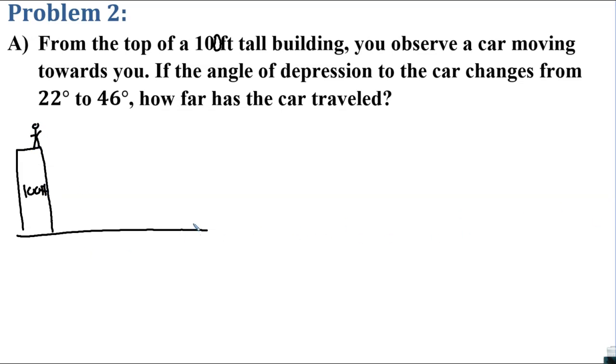Okay, from your perch, you notice a car moving towards you, and its angle of depression is changing. Here's what's happening there. So the car has a starting position, and that's going to be the smaller angle, the 22-degree angle of depression. So let's draw that in. That's going to be an angle from the horizontal, looking down at the car, of 22 degrees.